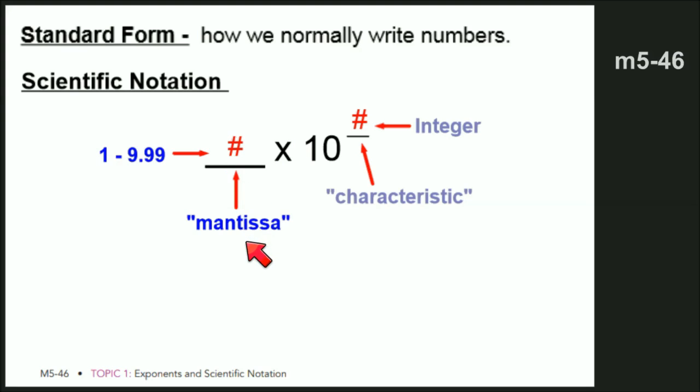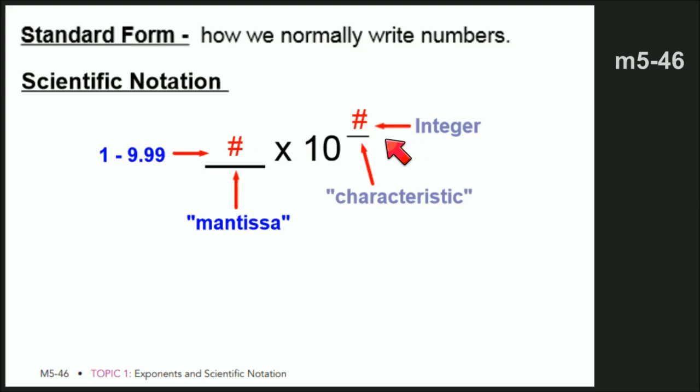Okay? This number is called the mantissa. Another weird word. We've had hypotenuse recently. We've had Pythagorean theorem recently. This is called the mantissa. Everybody say mantissa. One more time, say mantissa. All right, so another weird word. When we talk about the mantissa, we're talking about this first number here that has to be greater than or equal to 1 and less than 10.